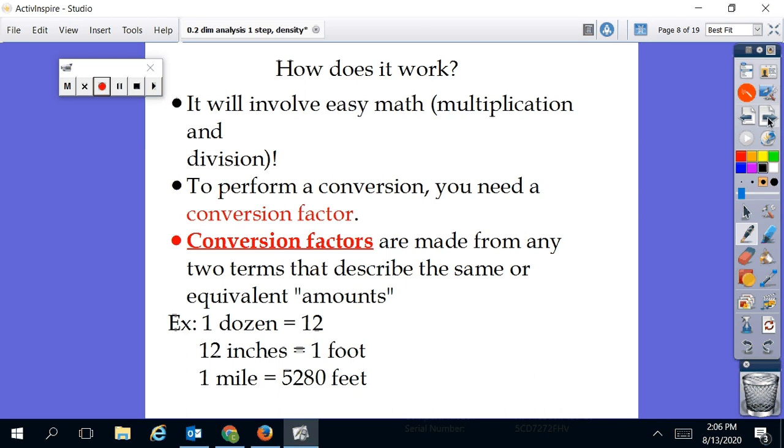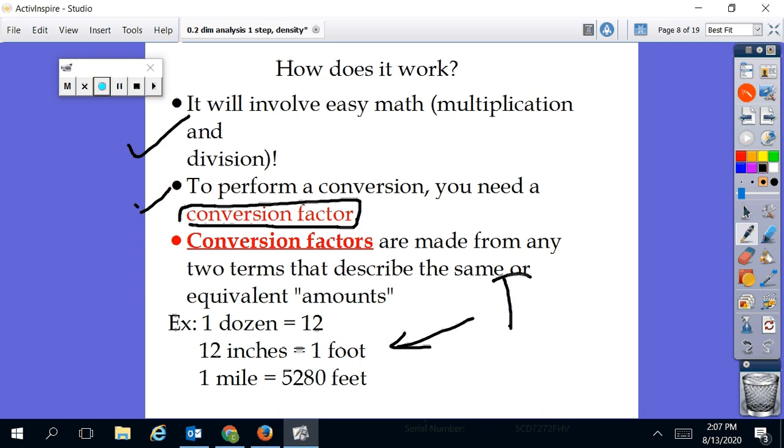Well, how does factor label work? It's going to involve easy math, multiplication and division. You're going to perform what's called a conversion, and to do that, you're going to need a conversion factor. Conversion factors are made from two terms that describe the same or equivalent amount. For example, 1 dozen is 12. 12 inches is a foot. 1 mile is 5,280 feet.